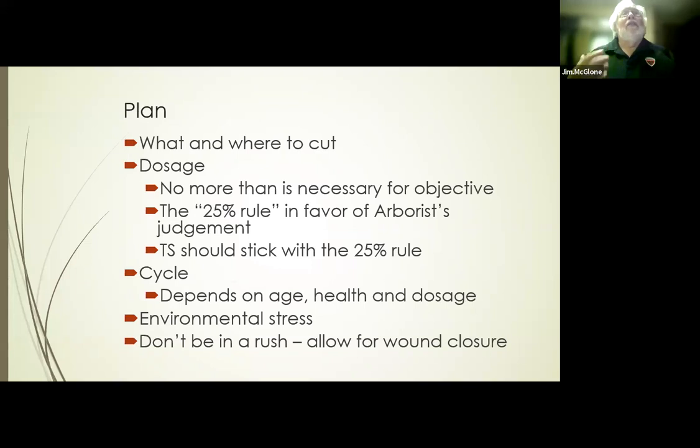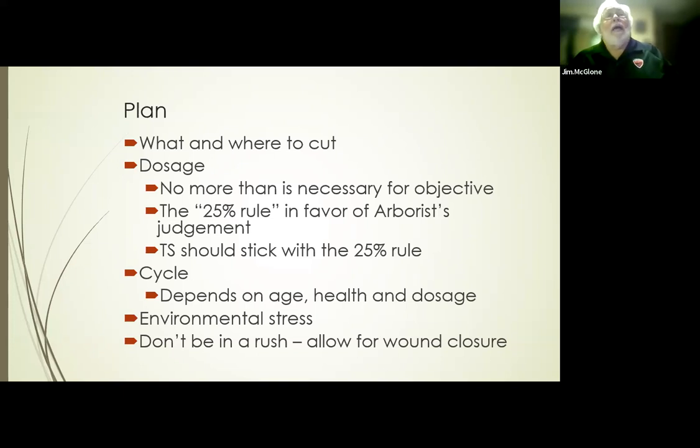And finally, the plan. What am I going to cut? Where am I going to make that cut? How much am I going to cut? There used to be a 25% rule. The standards now make that a recommendation, but they leave it to the arborist's judgment. In general, I would think as tree stewards, you really should stick to that 25% rule, which is you don't take more than 25% of the live tissue from the crown of the tree.